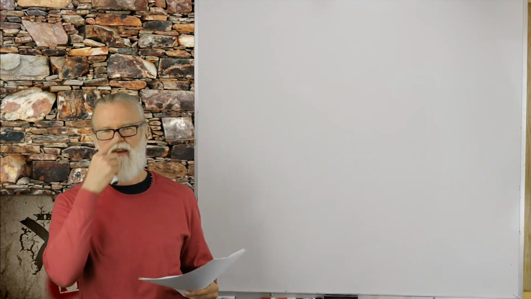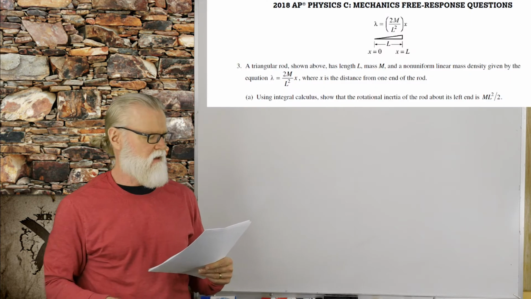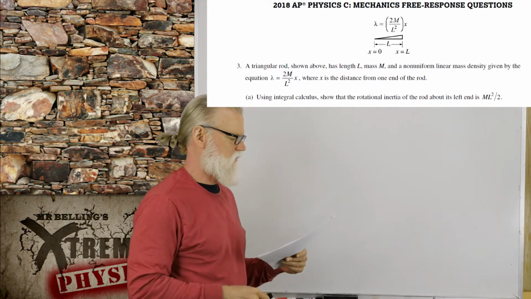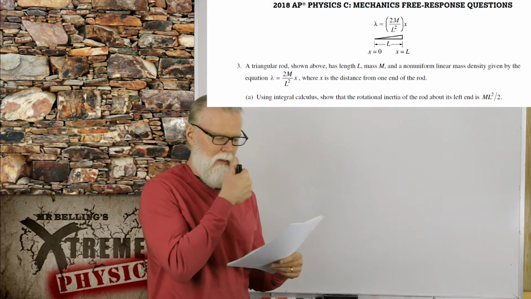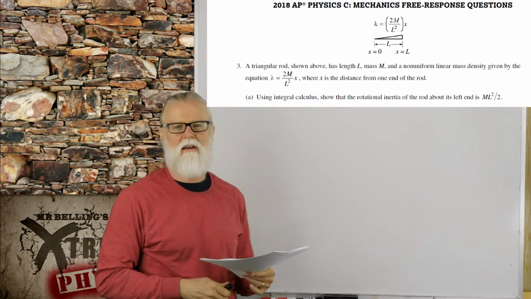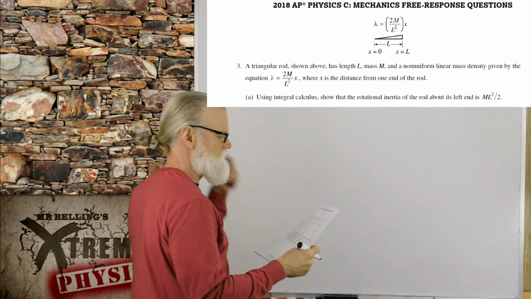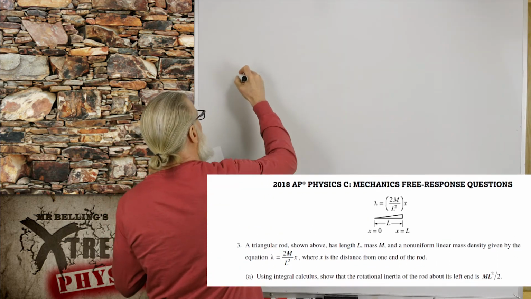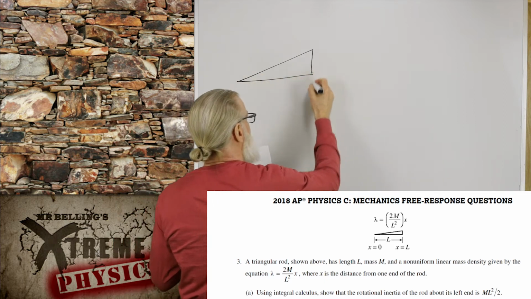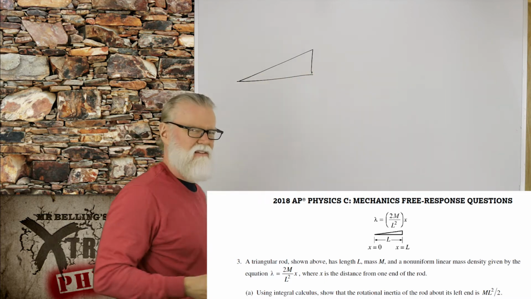2018 exam, and there was kind of a surprise on that exam. They gave something called a triangular rod shown above, has length L, mass M, and a non-uniform linear mass density given by the equation alpha equals 2M over L squared times x. All right, so you had this thing, and linear mass density. Well, that's weird.